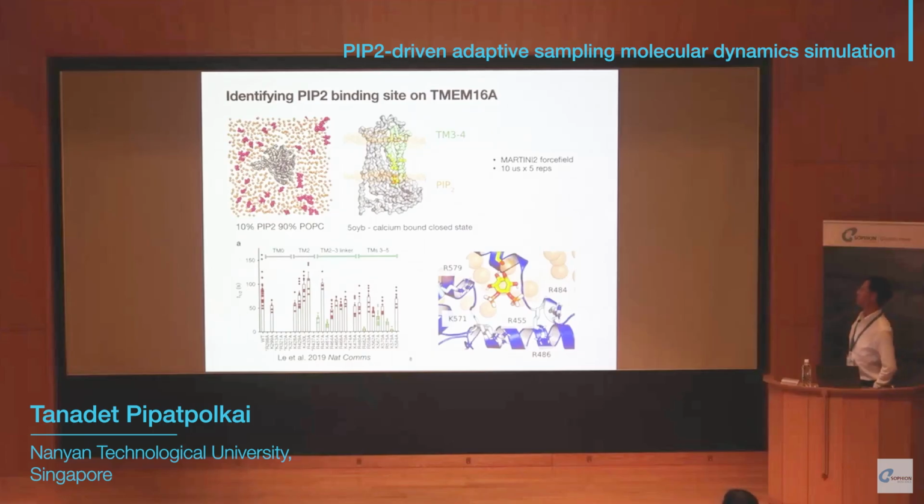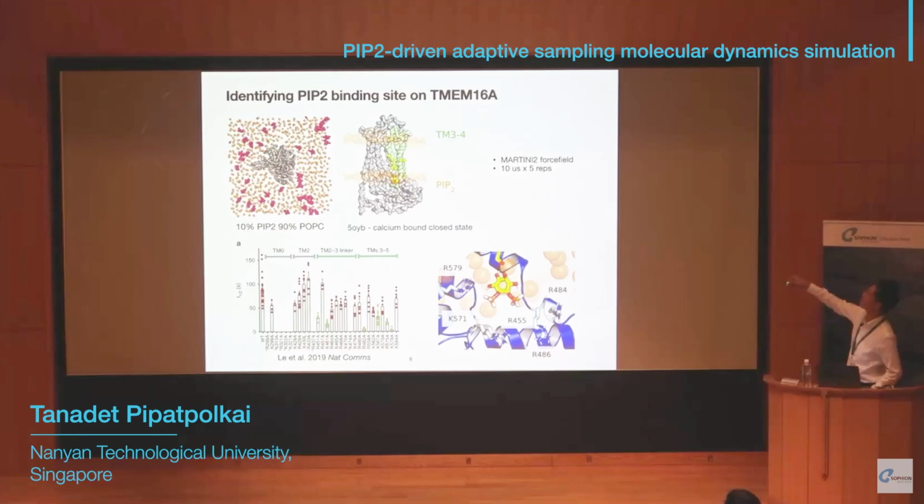Now, of course, I'm interested in looking at how you can go from one state to the other state. And the key player that I'm going to show you is PIP2. But how can you find a PIP2 binding site on the ion channel if we do not have a structure of this TMEM16A with PIP2 bound? The traditional approach to this problem is to dot PIP2 around the box.